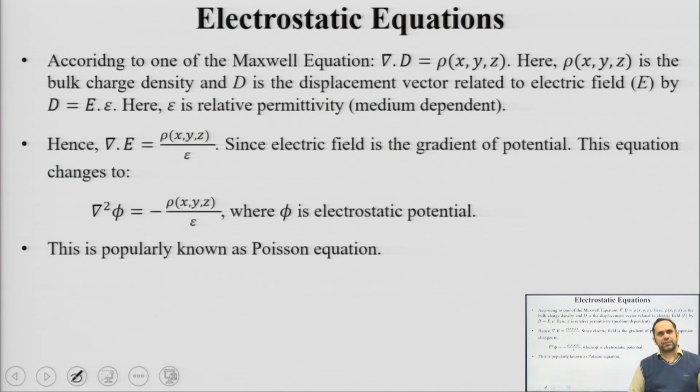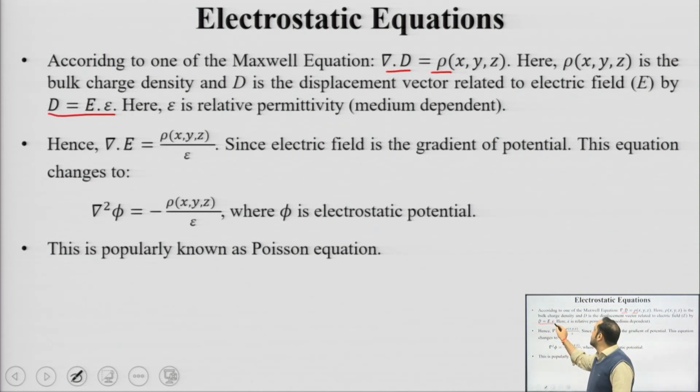Okay. So, let us just briefly discuss all 3 of them one by one. Electrostatic equations: if you remember one of the Maxwell equations, del dot D, where D is the displacement vector, is equal to the charge density, charge times the concentration. Okay. So, you have rho, the bulk charge density in all 3 dimensions, and D is known as the displacement vector, which is related to electric field, okay, and is medium dependent.